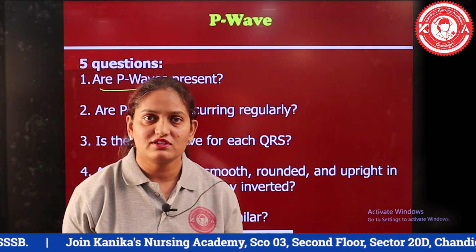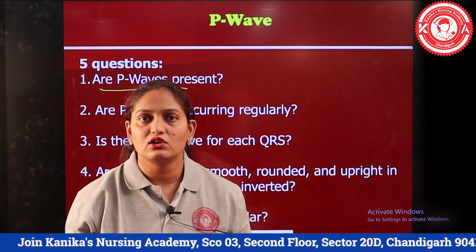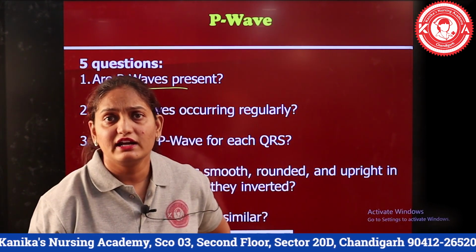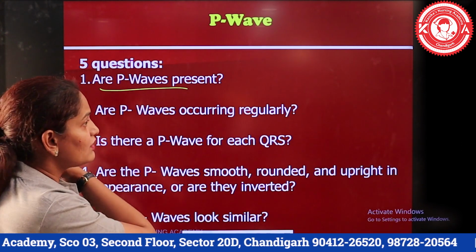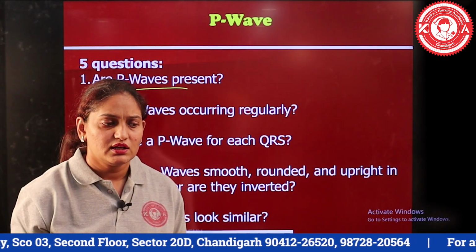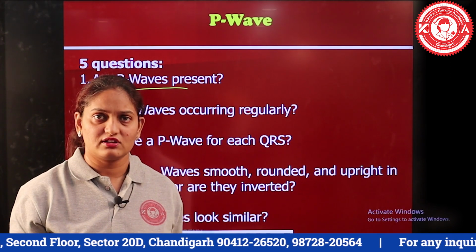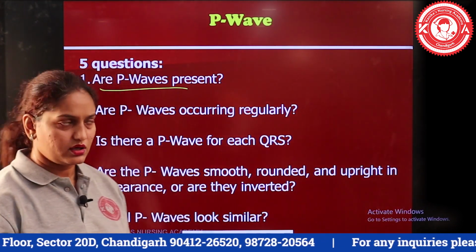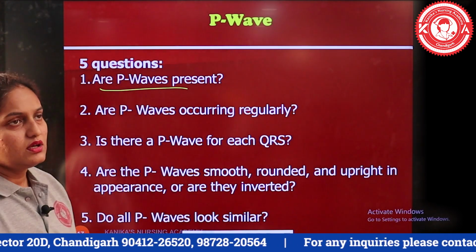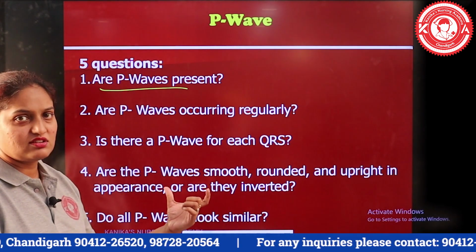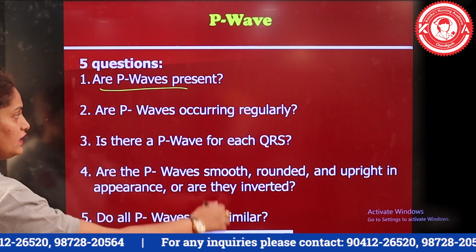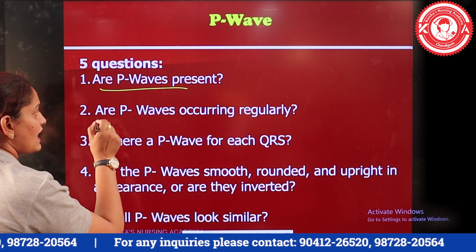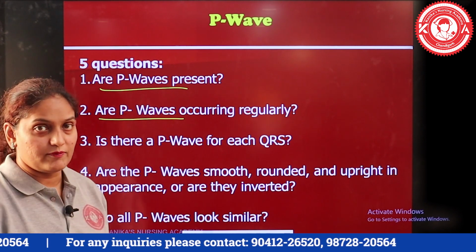If the P wave is present, we can easily say that the sinoatrial node is functional. If there is an absence of P wave, or an abnormality in the P wave, we would say that the patient has either atrial dysrhythmia or ventricular dysrhythmia. Sometimes there may be variations in the formation of the P wave, which will come in the third and fourth points. The second question is, are the P waves occurring regularly?